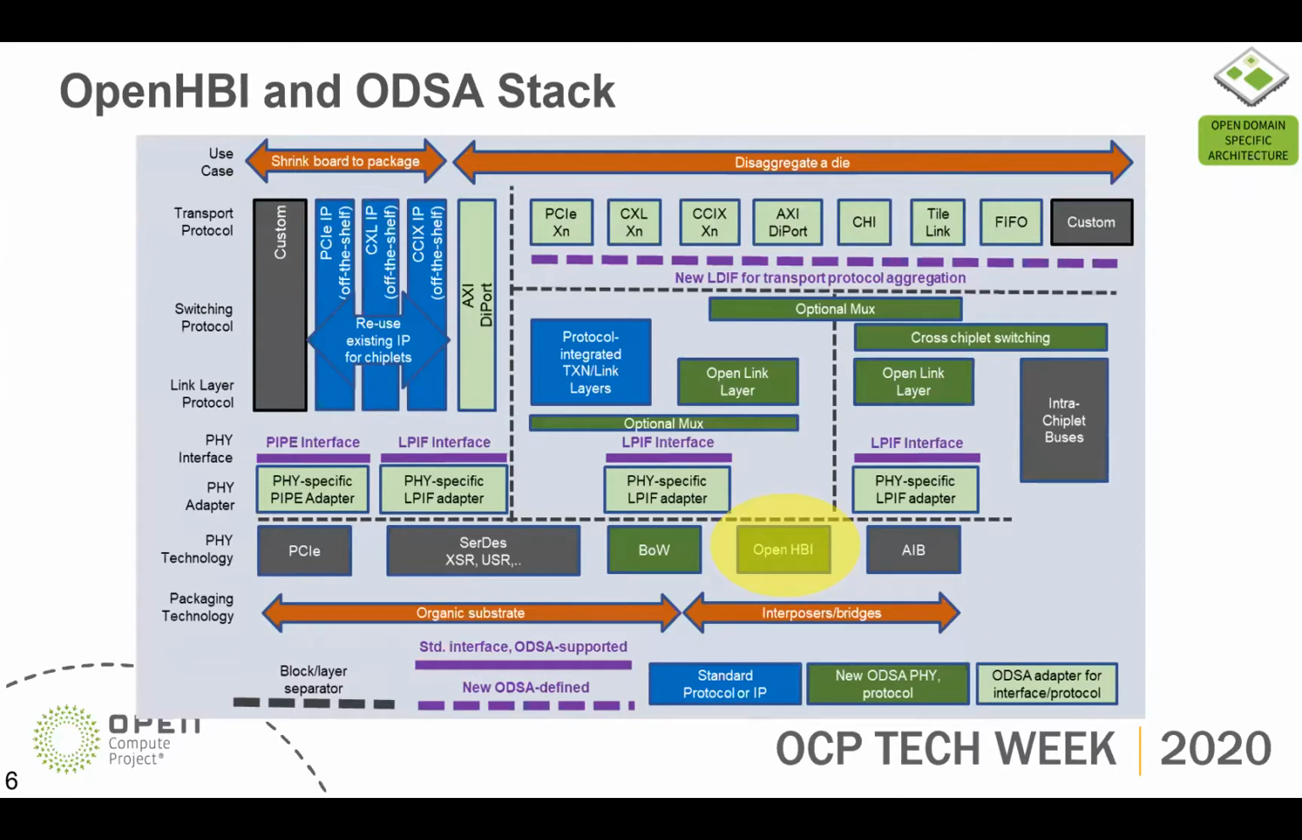OpenHBI is a multi-layer architecture that enables a simple adaptation layer to upper protocol layers such as PCI Express, CXL, or supported on-die protocols such as AXI streaming, AXI memory map, or TileLink. OpenHBI also intends to support the ODSA open link layer shown in this box here, and also plans to support the LPIF-based transport protocol agnostic interface in here. Both of them are actually still in definition, but we fully intend to support them when the definition is done.